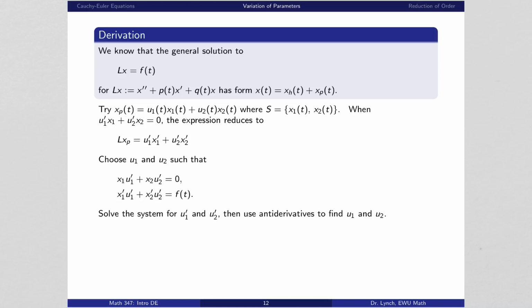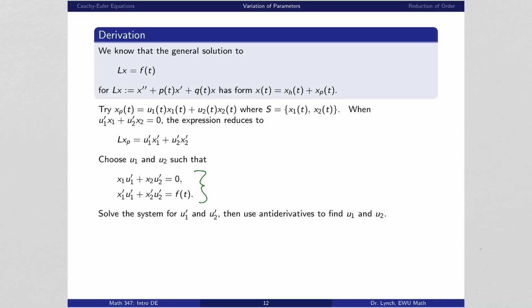In any case, here's our system: x1 u1 prime plus x2 u2 prime equals 0, and x1 prime u1 prime plus x2 prime u2 prime equals f of t. Now this is sort of a scary looking system at first glance, but it's really not. It's just a linear system for u1 prime and u2 prime that we can solve because we know x1, x2, and f. So all we have to do is solve this system for u1 prime and u2 prime, use antiderivatives to find u1 and u2, and then express the particular solution as that nonlinear combination of x1 and x2 now that we know u1 and u2.